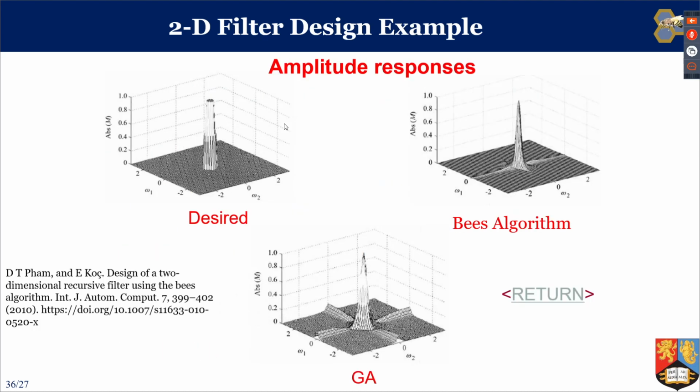The results are like this. Here is the desired response. Here is the response that we get from our Bees designed filter. Here, in comparison, is the response obtained using the genetic algorithm, another optimization tool. So you can see that this resembles this more than this.